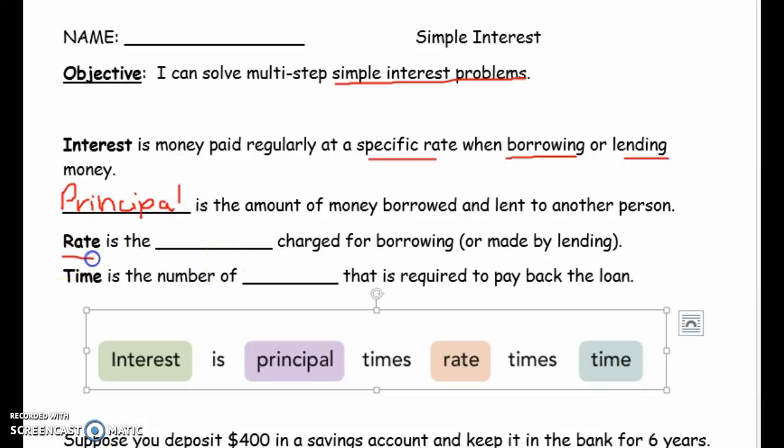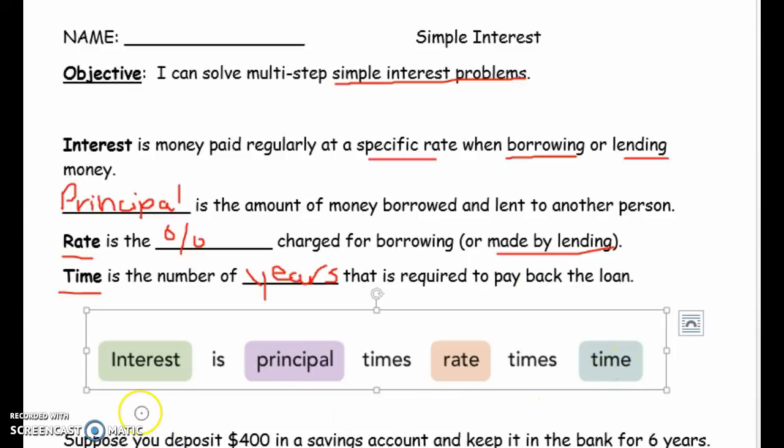The rate is the percent charged for borrowing or made by lending. For example, if you put money in the bank, maybe I earn 3% interest. That means every year the bank is going to give me 3% of the money I have in the bank, kind of as a reward for keeping it with them. Time is the number of years. It's always in years, so remember that. Sometimes if we talk about months, we might get a fraction of a year. That's required to pay back the loan.